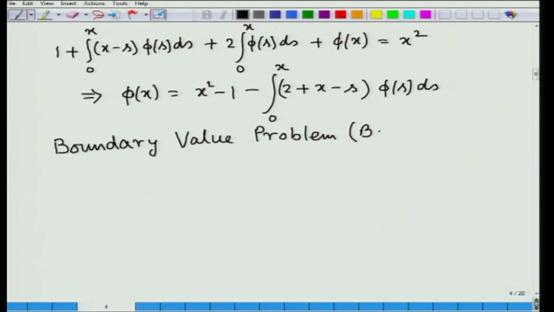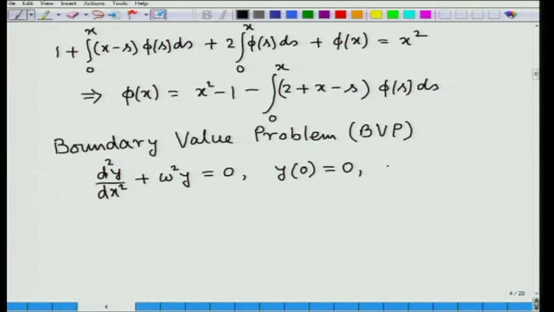This boundary value problem is denoted by BVP. Consider the second order differential equation d2y/dx2 plus omega square y, this is equal to 0, subject to the given boundary conditions y(0) equal to 0 and y(alpha), this is equal to 0. So, that means we are considering this problem over the interval 0 to alpha, that is x ranging from 0 to alpha.